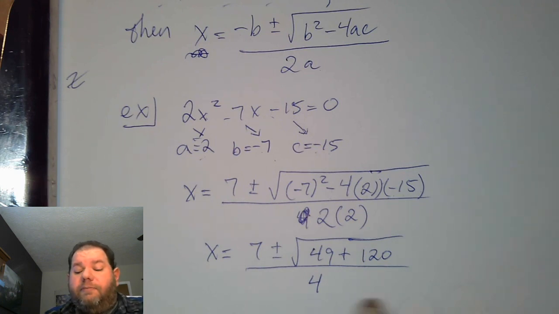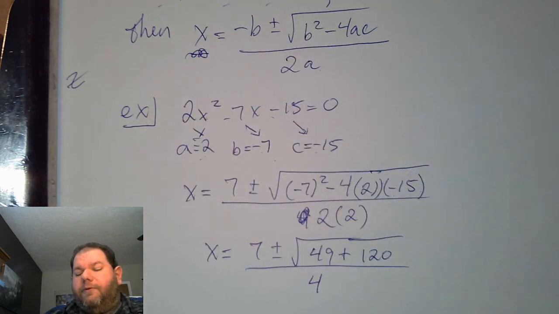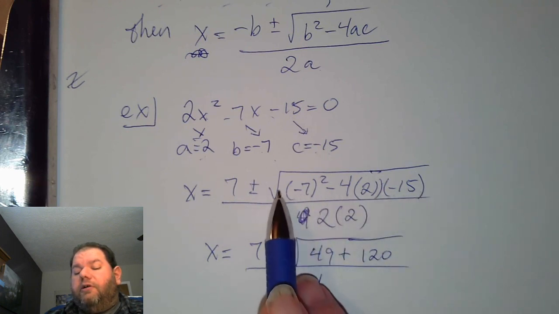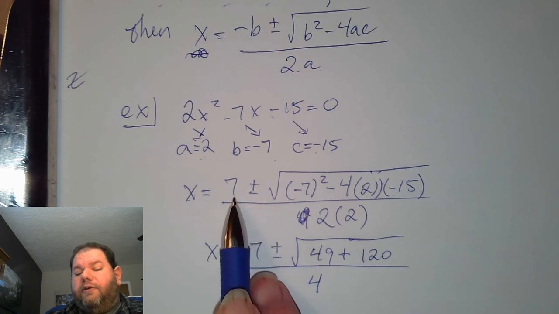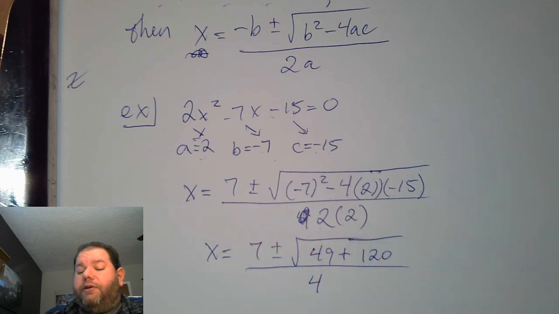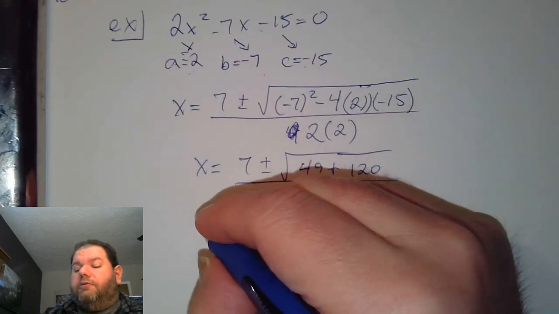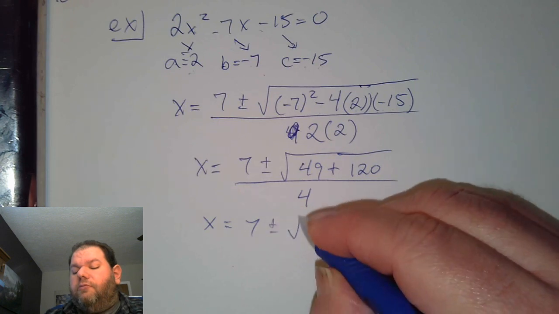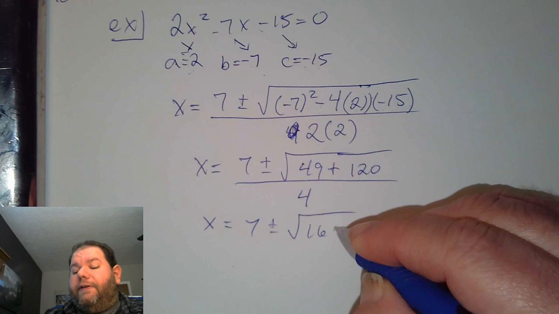And now it's really just a matter of simplifying this expression. Once we have everything plugged in, we don't need the quadratic formula anymore. We're just going to simplify under the square root and deal with that square root when we get to that point, and then try to simplify further if we can. So we add together 49 and 120, so it's 169.